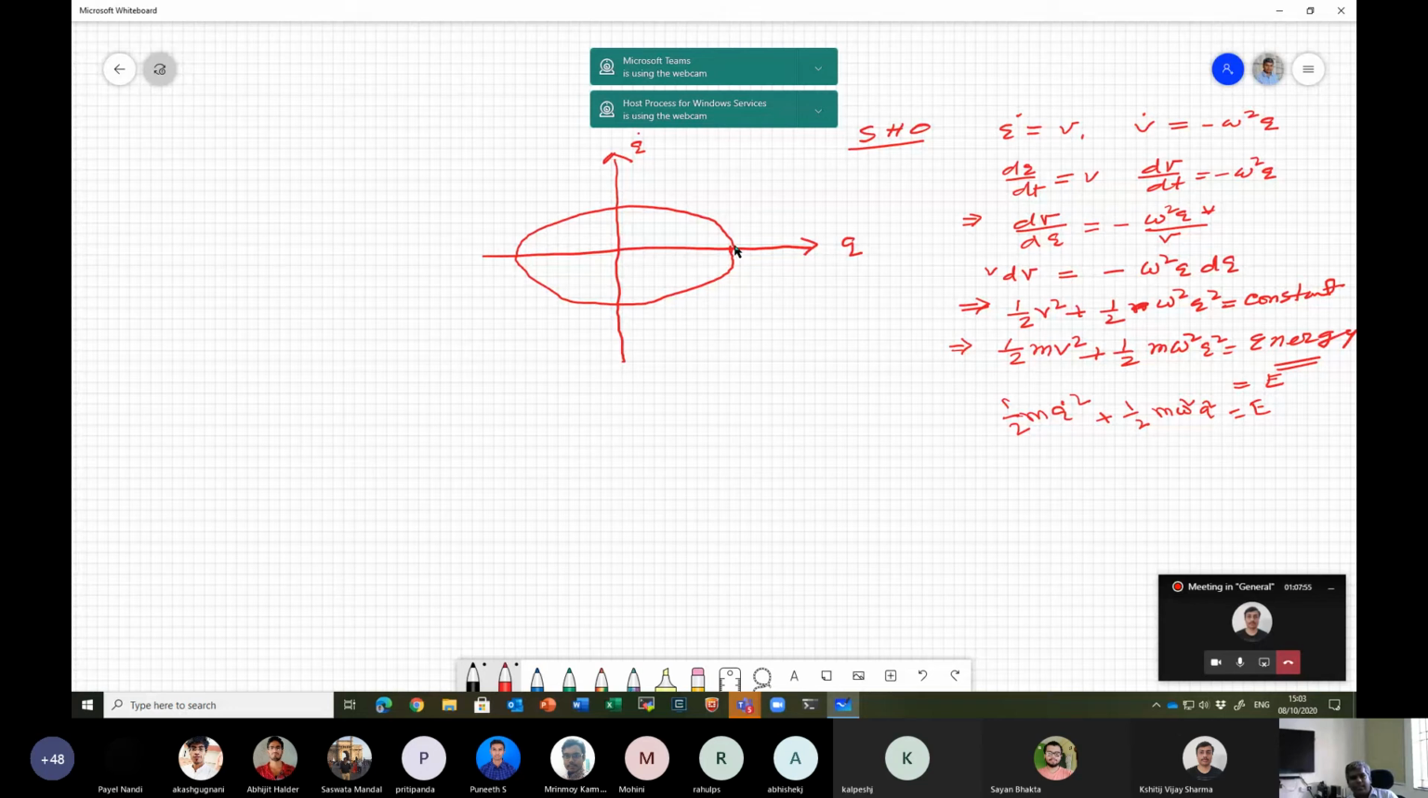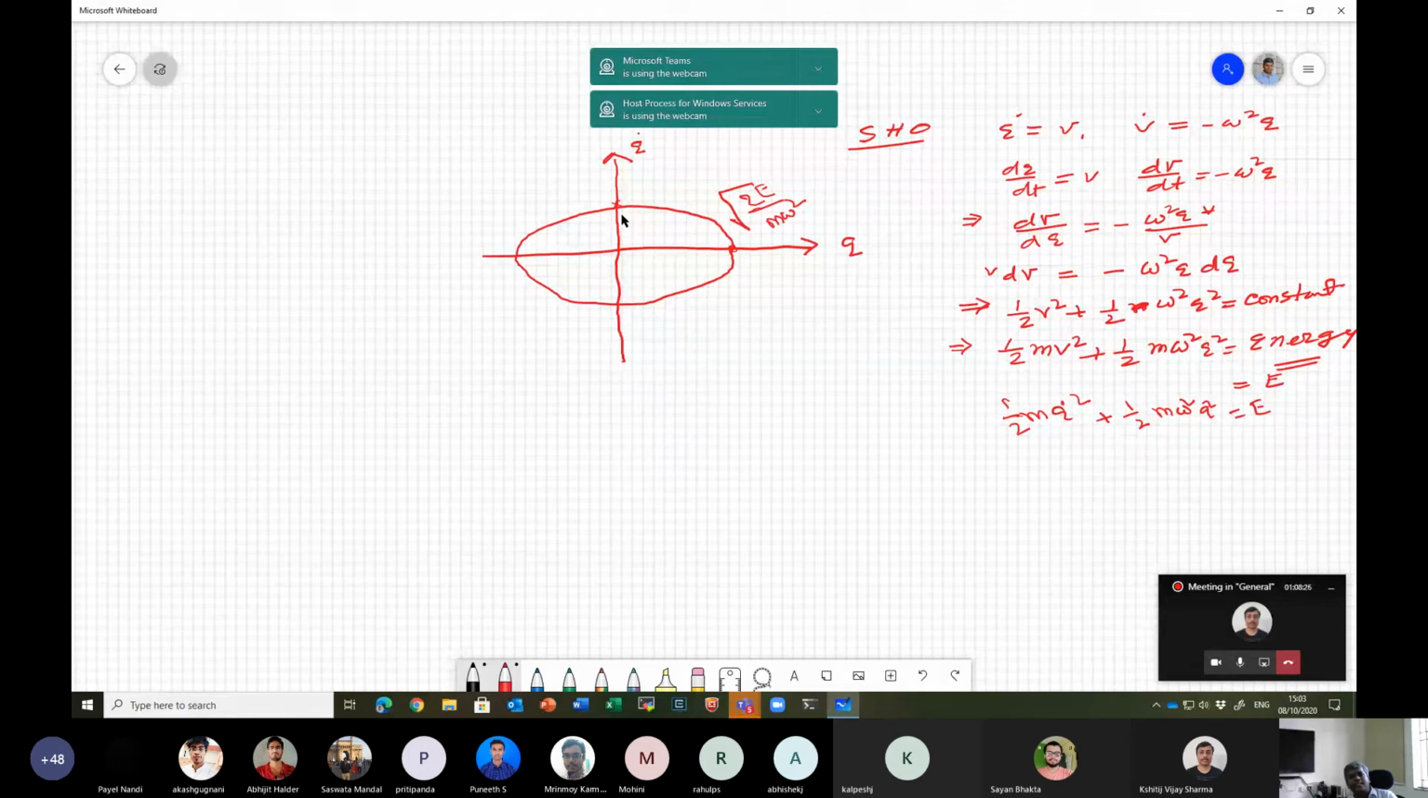Right? So now we know what this position is. At this point, this velocity is 0, right? At this point, this velocity is 0. So if you make this equal to 0, you know what the expression for this q will be here. This will be square root of 2E divided by m omega square.